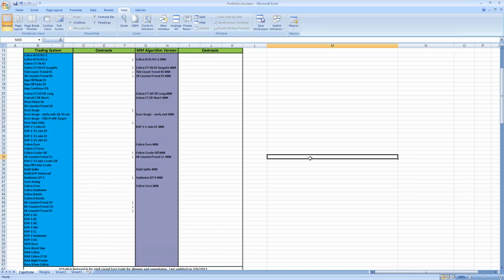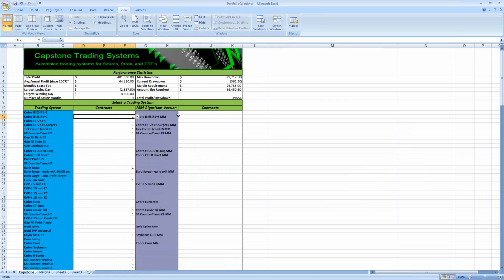I've also got these over here for the money management algorithms that I use. The money management algorithm version, I haven't completed all the research on all these, but these are some of the ones I use for the money management algorithm versions.